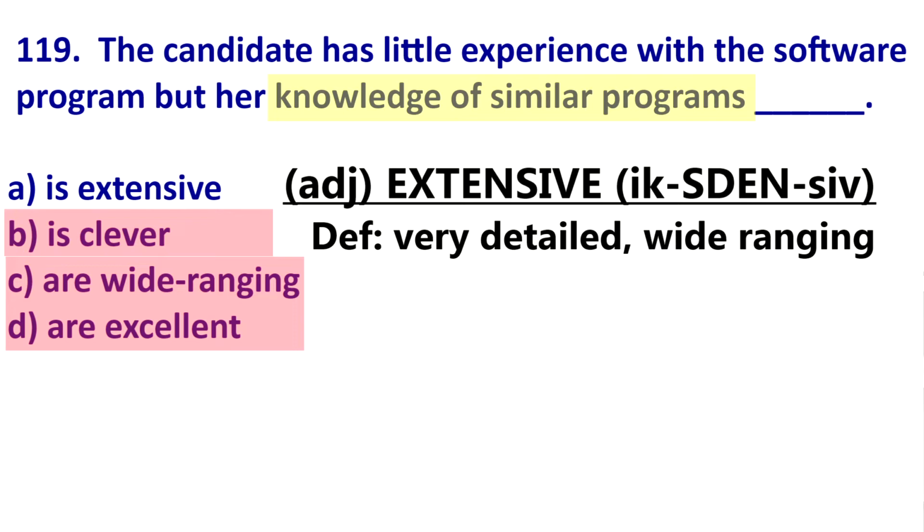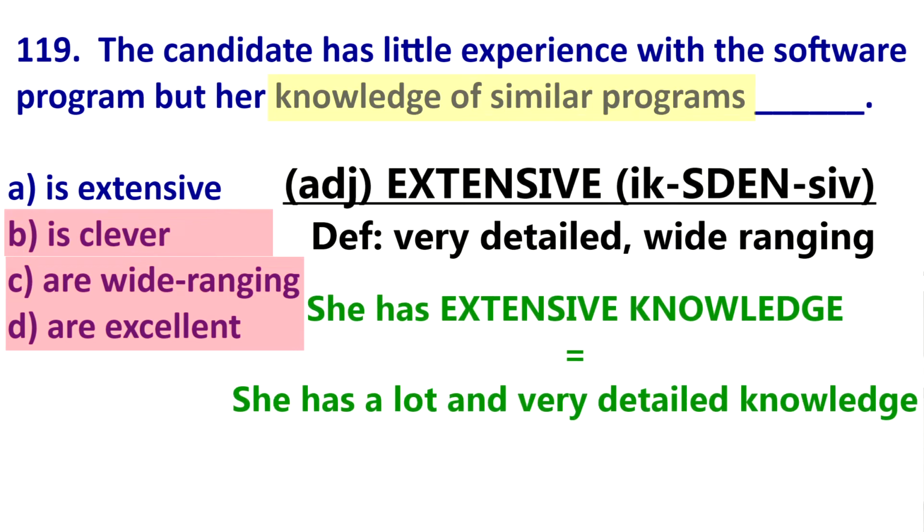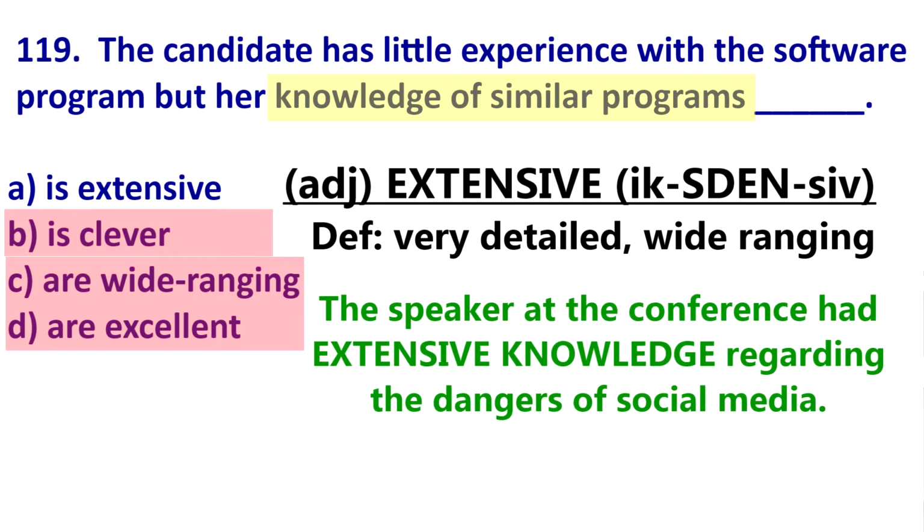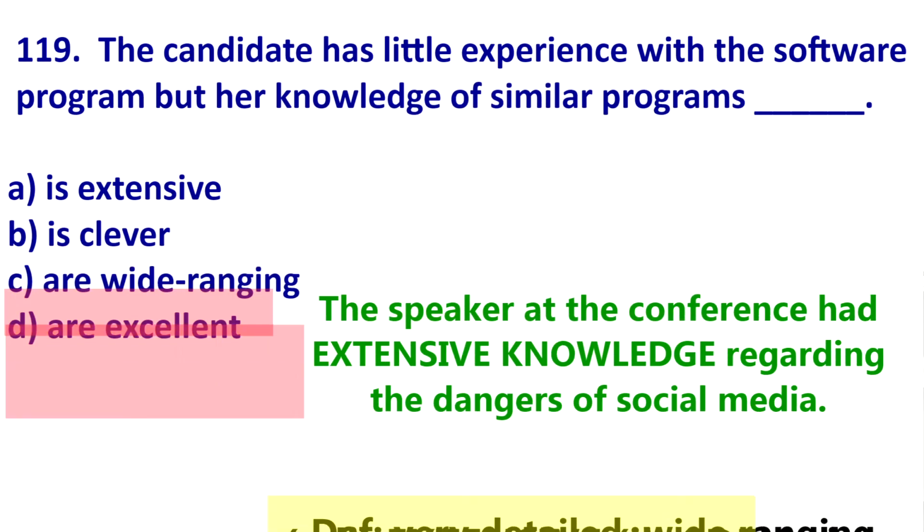If someone has extensive knowledge, that means they have a lot of knowledge and it is very detailed. Therefore, we can see the answer is A. And just to give you another example of extensive knowledge, the speaker at the conference had extensive knowledge regarding the dangers of social media. All right, so we got the first question.